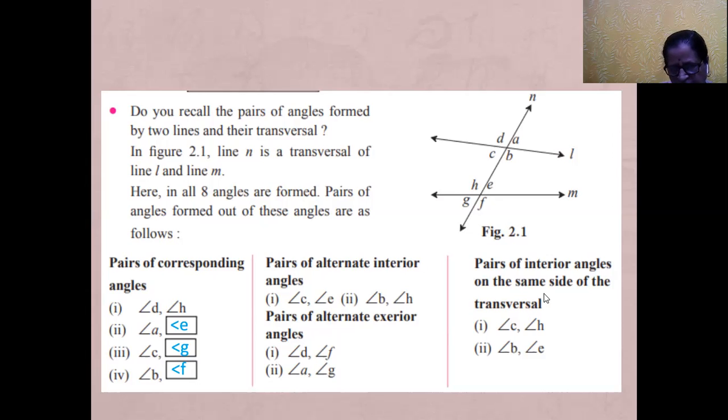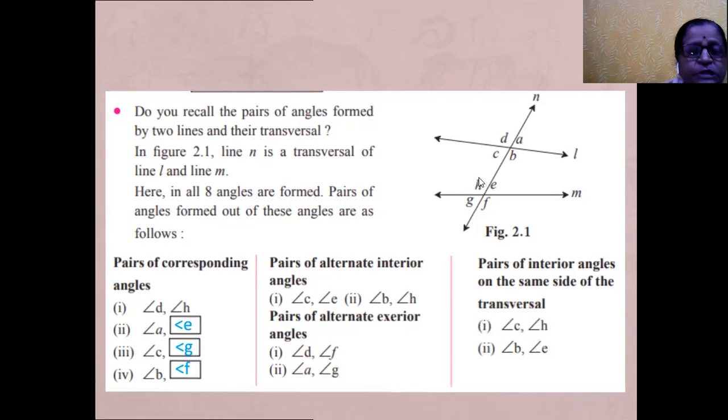Another pair we can see is the pair of interior angles on the same side of the transversal. Angle B and angle E are interior angles, and angle C and H are also another interior angle pair. These two pairs are interior angle pairs: angle B and angle E, and angle C and angle H.